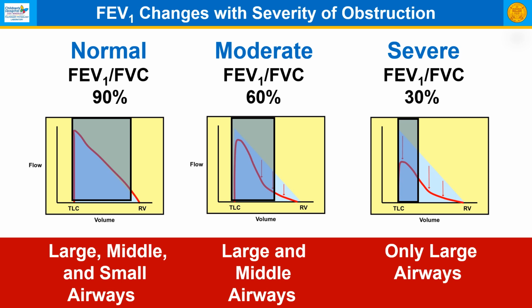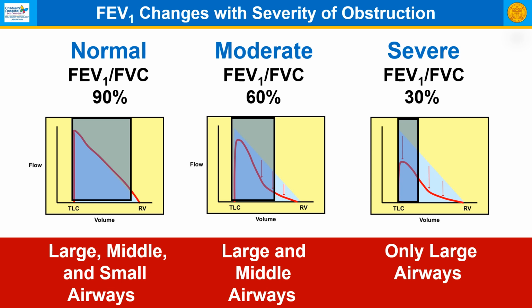Now, FEV1 is oftentimes the standard that many societies use to determine severity of lung disease. However, you should know that it changes with the severity of obstruction. It is a bit of a moving target. So we can actually plot the FEV1 on the flow volume curve.